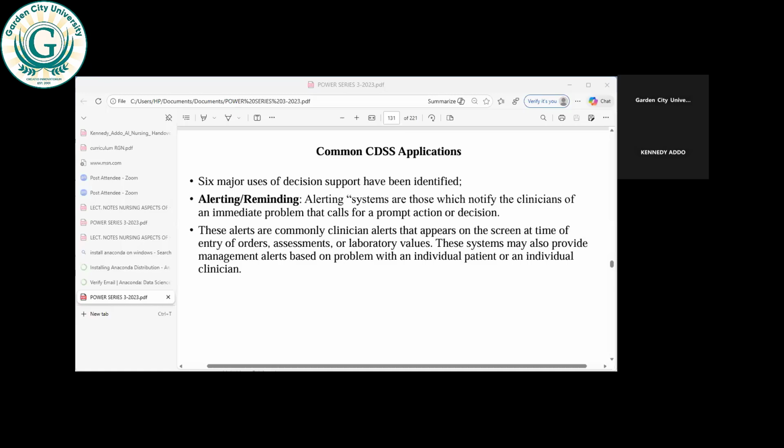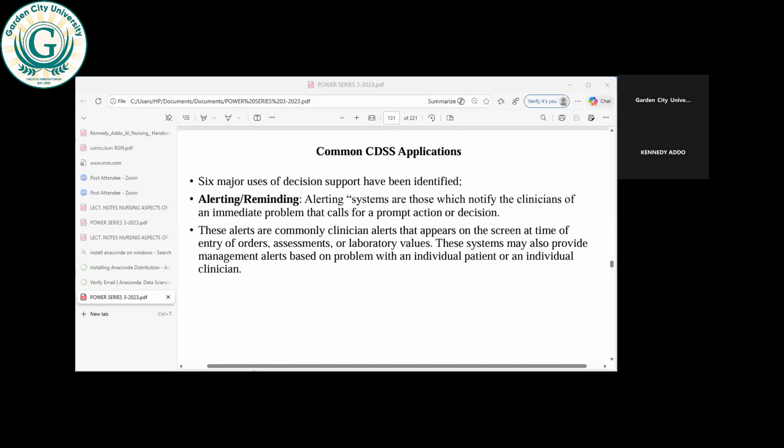Sometimes we make it too theoretical. So that is why we narrow the conversation to be sure that it becomes quite clear so that we can apply it to real world situations. Now, alerting and reminding systems are systems that notify the clinicians of an immediate problem that calls for a prompt action or decision.